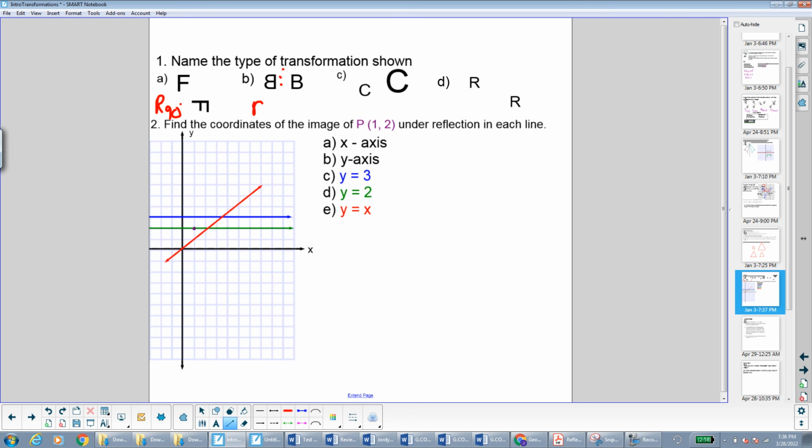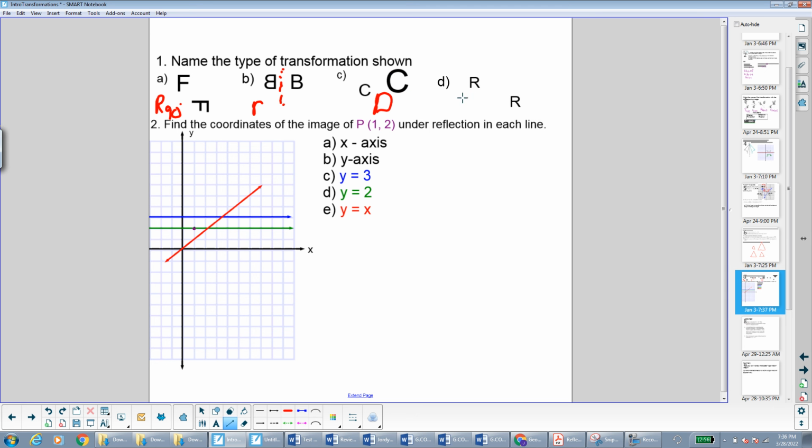I don't know exactly what the line of reflection would be, but it would be equidistant from both the pre-image and the image. Here we have a dilation. I don't know exactly what the scale factor of the dilation would be, but I see that it would be some kind of positive number because we are making the pre-image bigger to get the image.